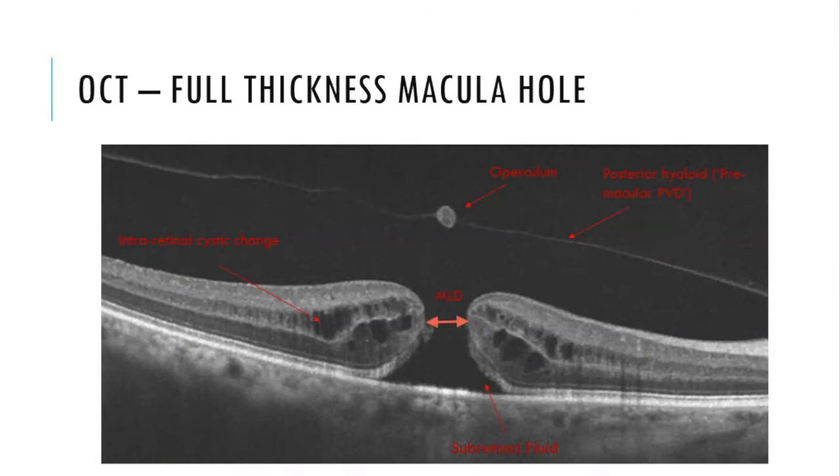Down the bottom of the screen, also we have subretinal fluid, this cuff of subretinal fluid that you often see with patients with macular hole on these cross sections as well.